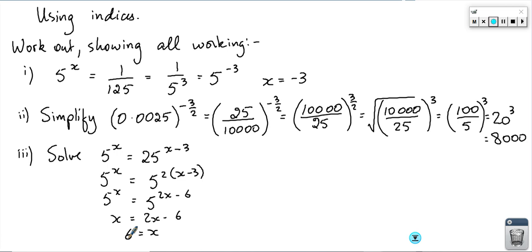These are indices. So it's important to learn them.